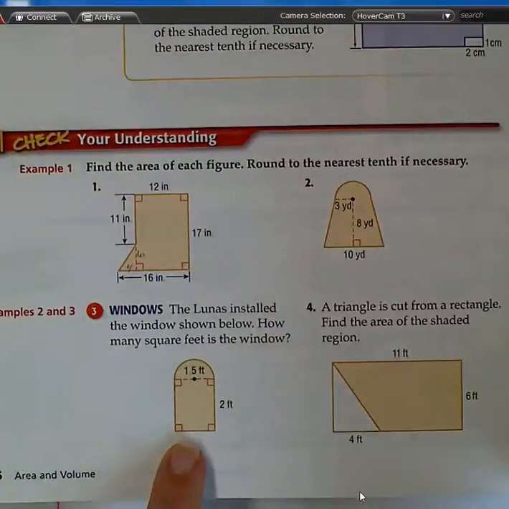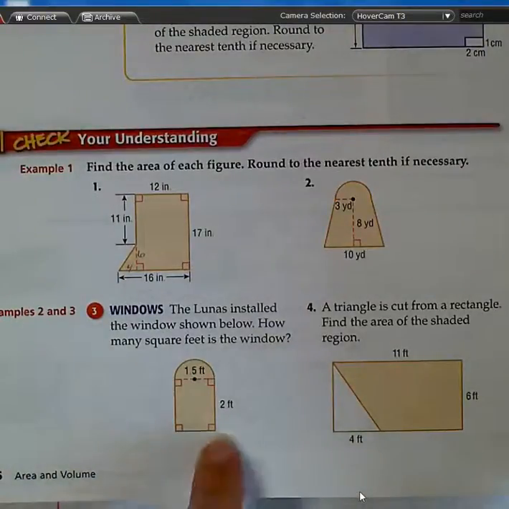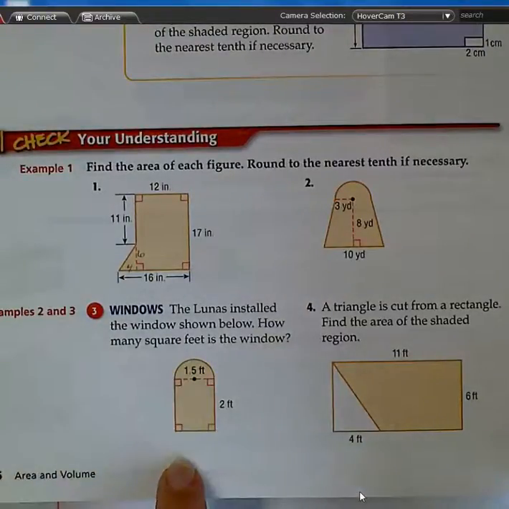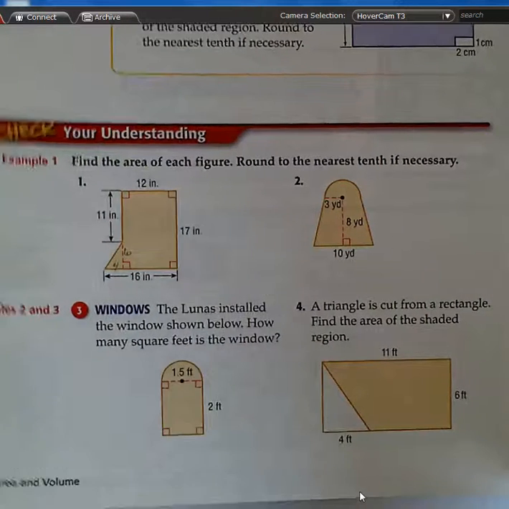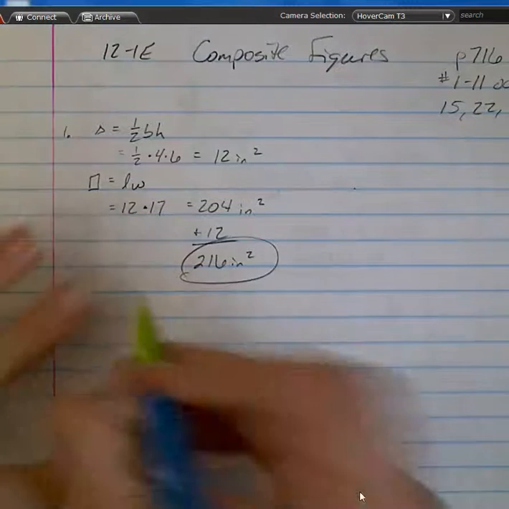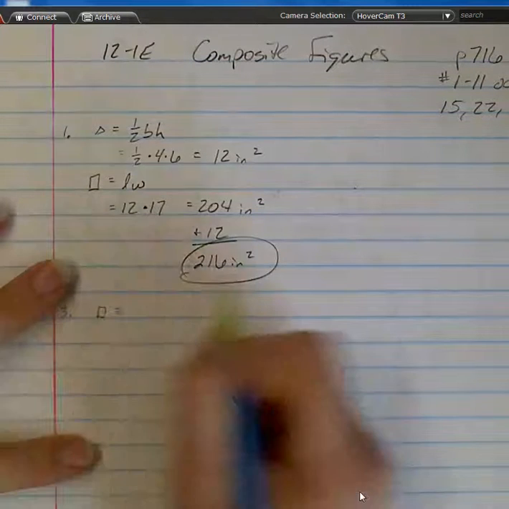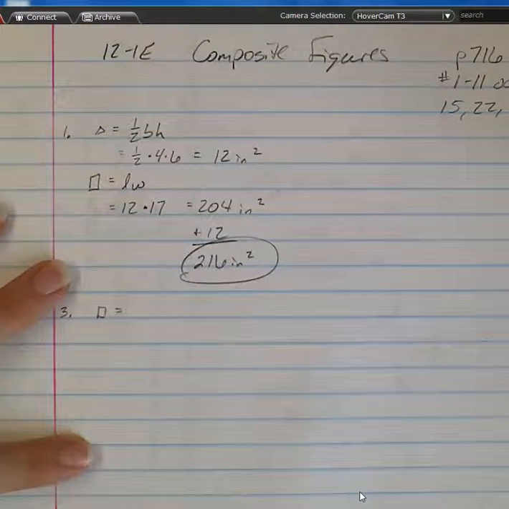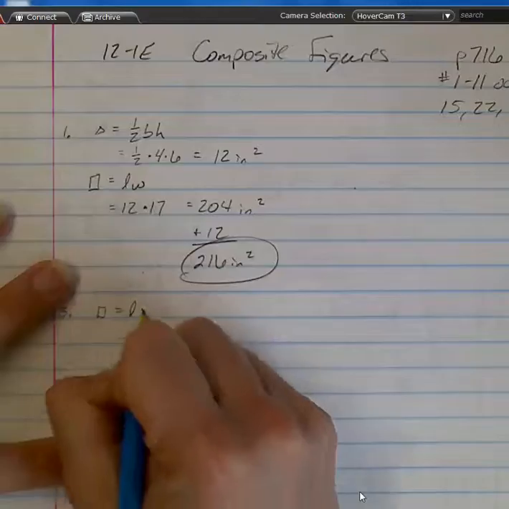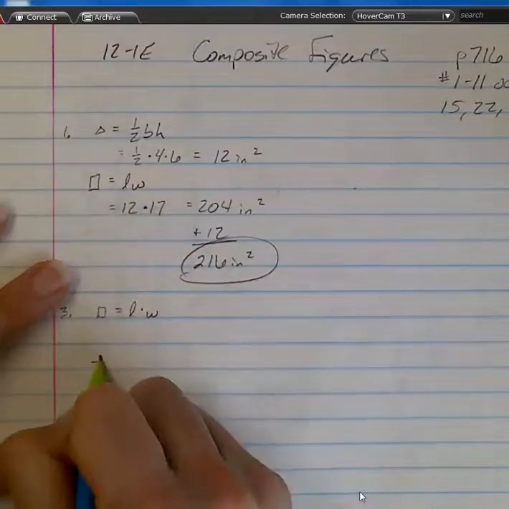So for 3, we see the rectangle, and we see a half a circle. So on my paper, I'm going to write down the 2 shapes. I've got a rectangle. How do I find the area of a rectangle? Length times width.